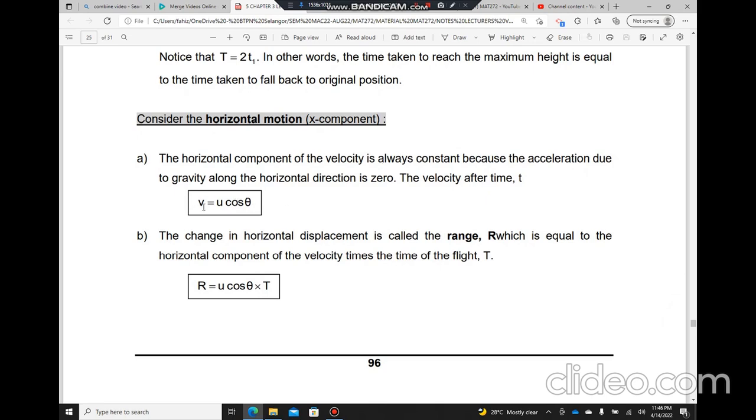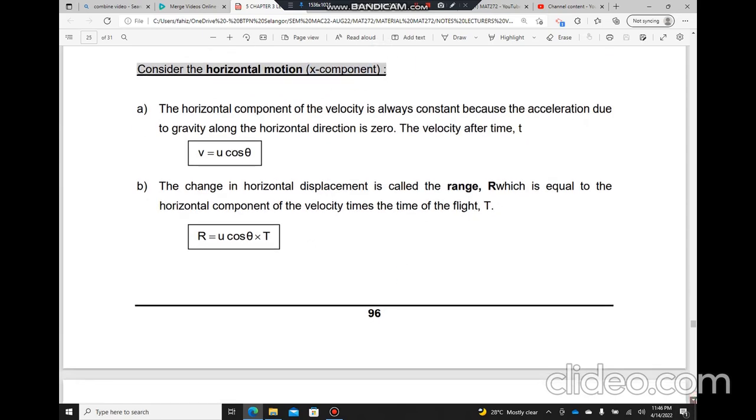So kita ambil v, kita just guna u cos theta, and then the change in horizontal displacement is called the range R, which is equal to the horizontal component of the velocity times the time of the flight T. So satu lagi kita ada R untuk range. R equals to U cos theta multiply by T of the flight. Okay, so nanti kita tengok yang ni untuk X component. Dia just guna these two formula. Kita ada range, kita ada flight T.